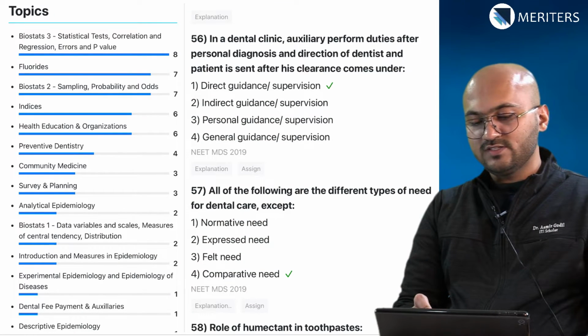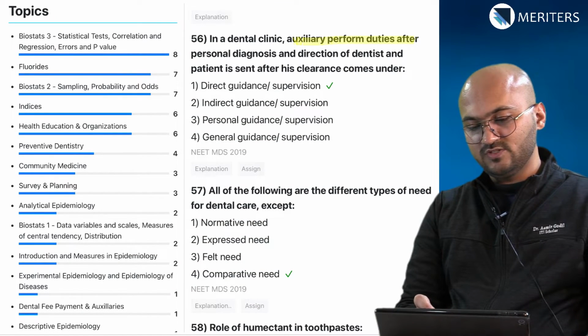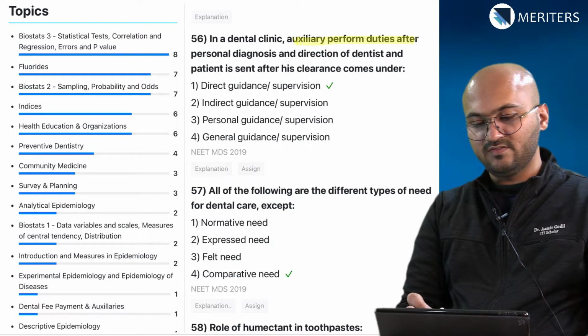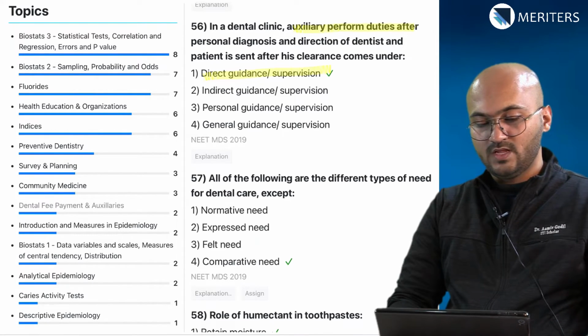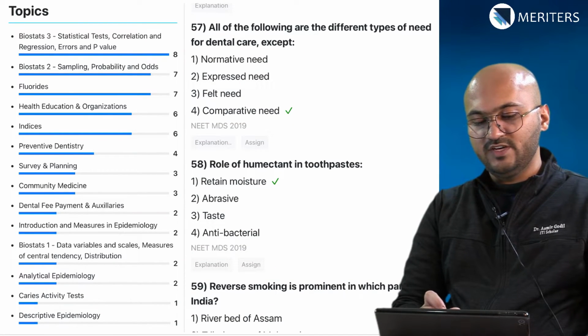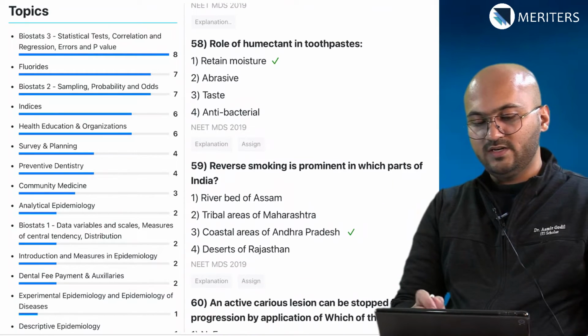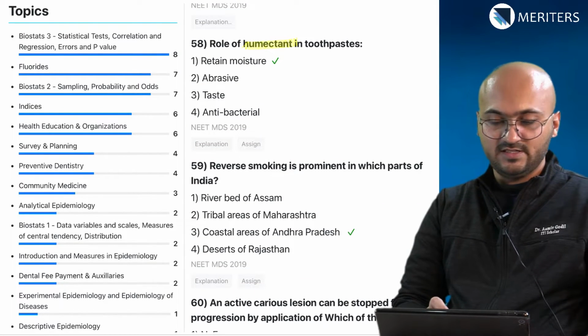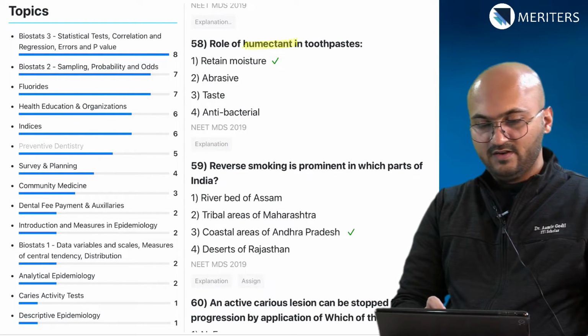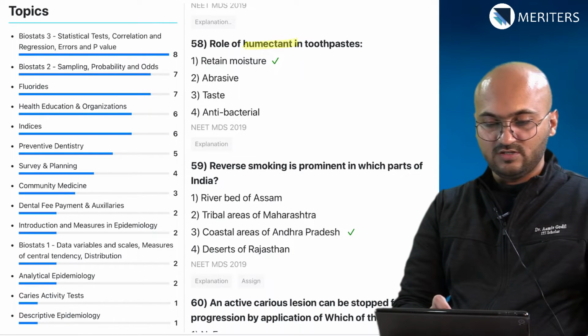In a dental clinic, auxiliary performs duties after personal diagnosis and direction of dentist and the patient is sent after his clearance. This is known as direct guidance or supervision. All of the following are different types of needs of dental care except, then role of humectants. This can also come under dental materials, but we'll put it under preventive dentistry. Humectant is to retain the moisture.